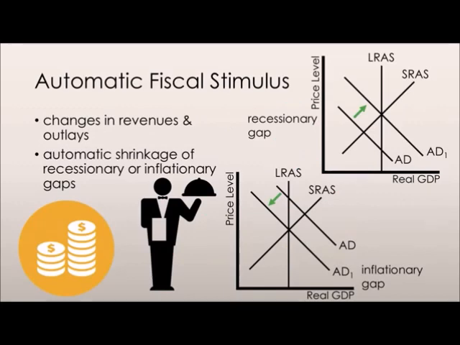Because revenues fall and outlays increase in a recession, the government budget provides automatic stimulus to shrink the recessionary gap. Revenues rise and outlays decrease in an expansion, and the budget provides automatic stimulus to shrink the inflationary gap. The graph on the slide right now shows the most ideal outcome of automatic fiscal stimulus. This does not generally occur. The gap will generally shrink, but long-run macroeconomic equilibrium is generally not achieved solely through automatic fiscal stimulus.